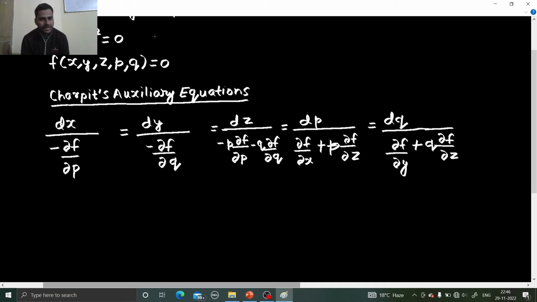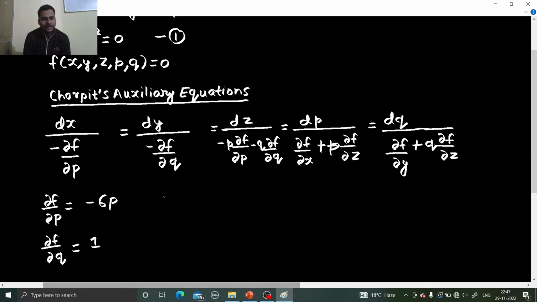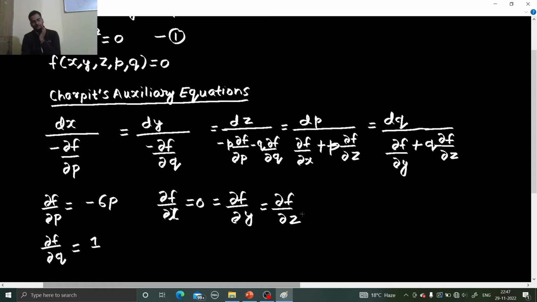So this is the equation which we have in front of us. If we find del f by del p, q will be treated as constant. So del f by del p we are getting as minus 6p. Then if we find del f by del q, we will be getting 1. If we find del f by del x, that is 0. And same is true for del f by del y and del f by del z. All three are 0 because their terms are not present.